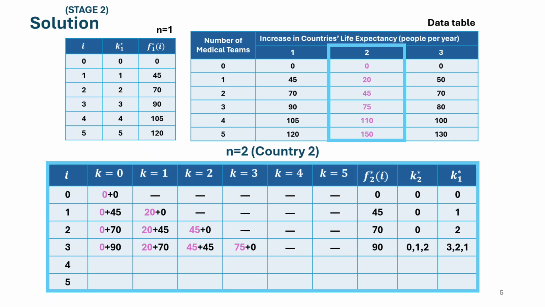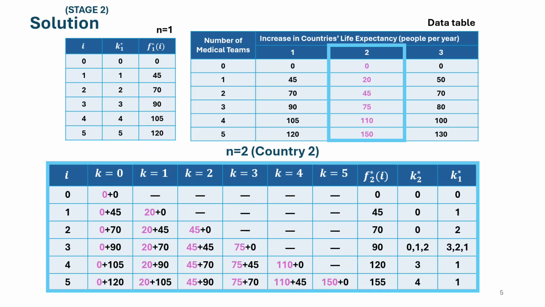For the state where I is 4, comparing returns, the maximum is 120, occurring when we allocate 3 teams. So, the optimal decision is 3. For the state where I is 5, with 5 teams, the maximum return is 155, which is achieved when we allocate 4 teams. This completes the calculations for stage 2.